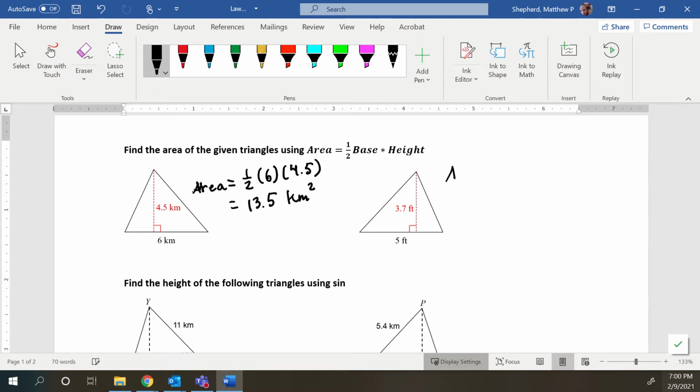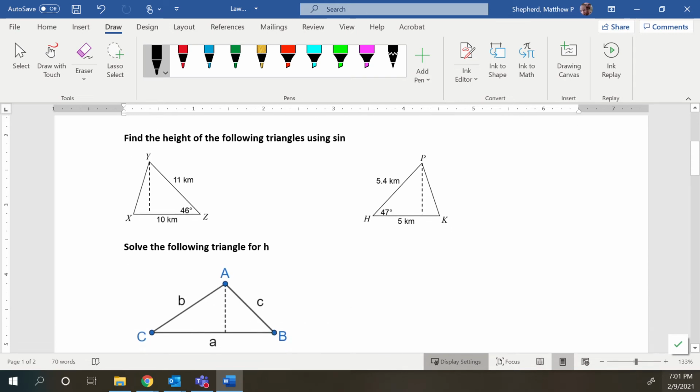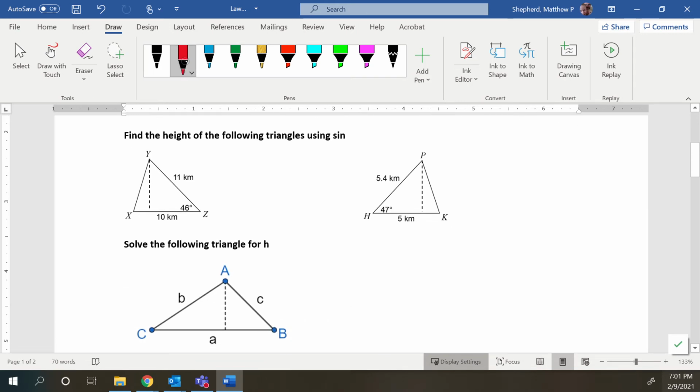If we do that right here, area is equal to 1/2 of the base times the height, which should be 1/2 times 5 times 3.7, which is then going to be equal to 9.25 feet squared. All right, little review on finding area of a triangle. In these triangles, I don't know the height.